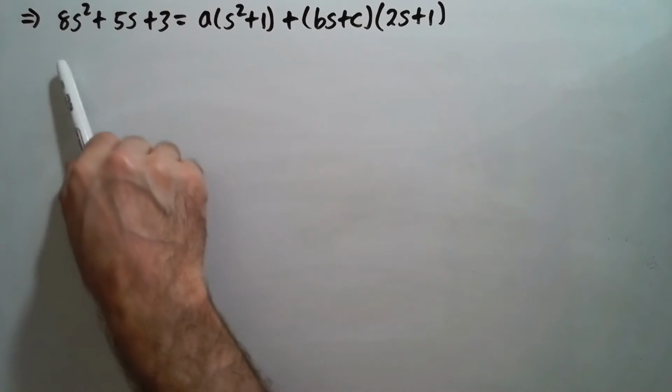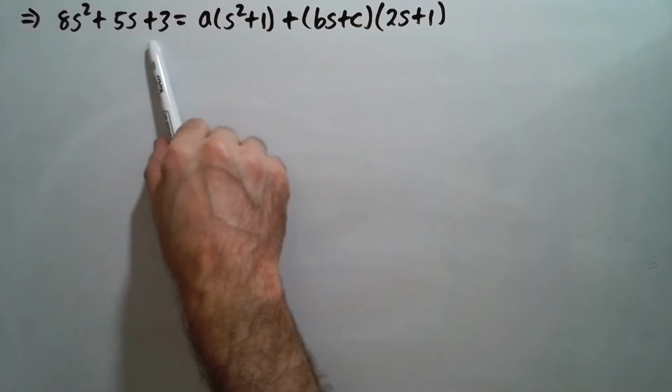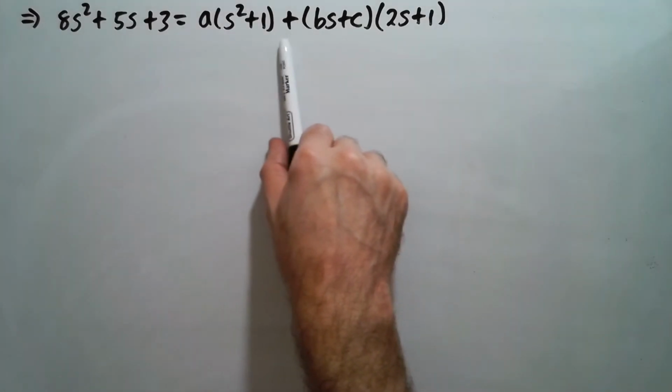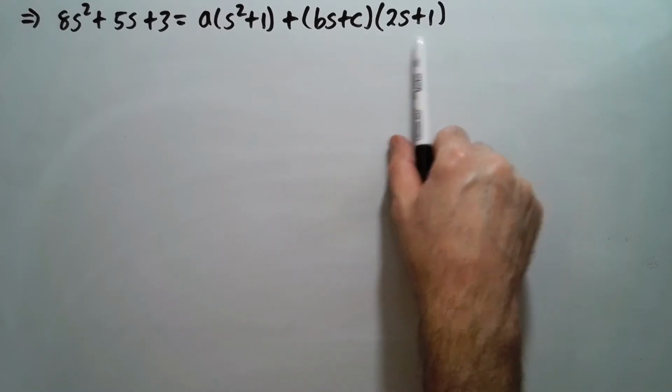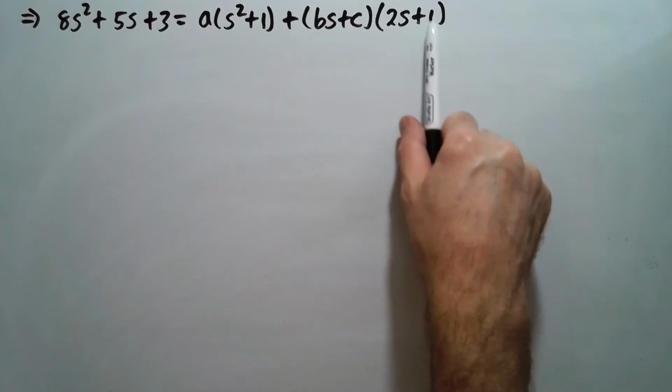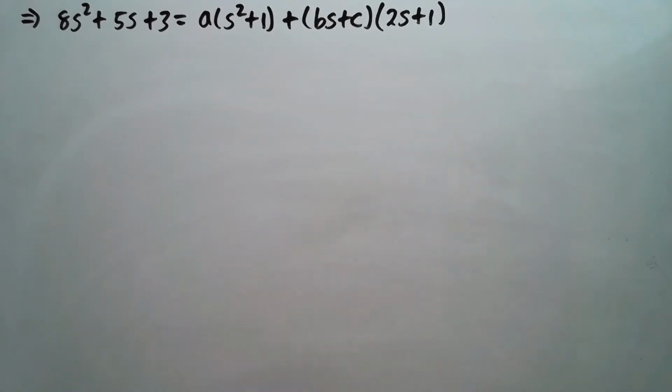Okay, so we get this then. We have 8s² + 5s + 3 = A(s² + 1) + (Bs + C)(2s + 1). We could multiply this out over here and then equate coefficients. That's one way to do it.